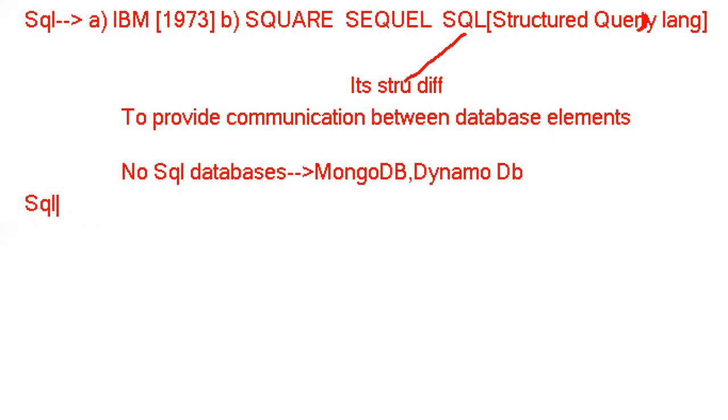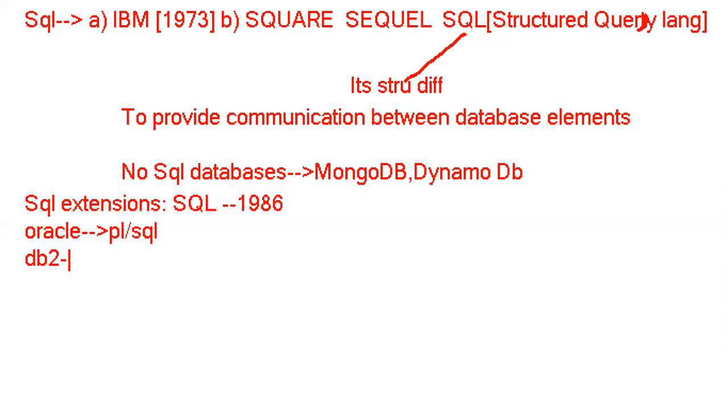Now SQL extensions. Sir, I have heard of PL/SQL, T-SQL, what are those? SQL was standardized by ANSI in 1986, although it is an IBM product. So if any database wants to provide communication, it should have minimal SQL for communication. On top of it, they can add anything. Oracle people added PL/SQL. DB2 people added SQL PL. And Microsoft people added T-SQL. T-SQL stands for Transact-SQL, a procedural programming language.